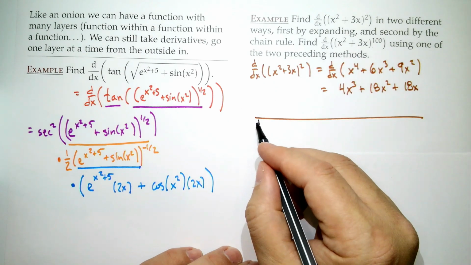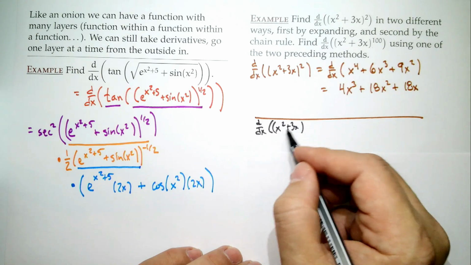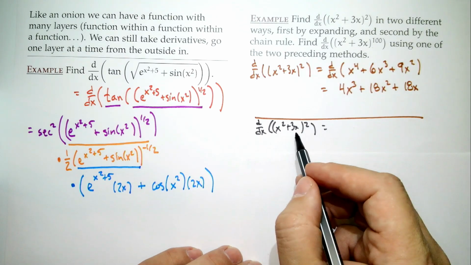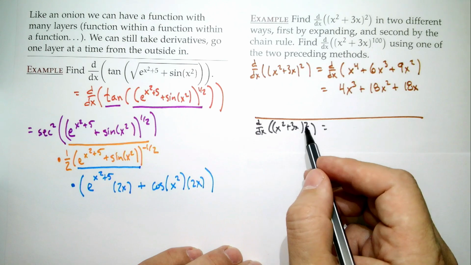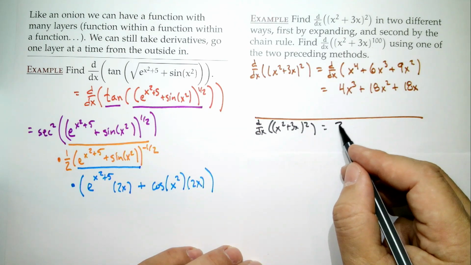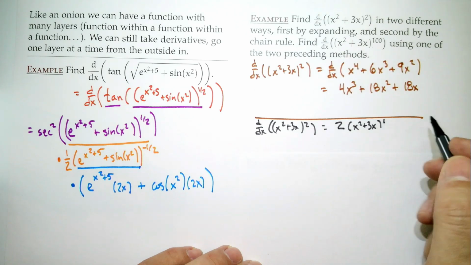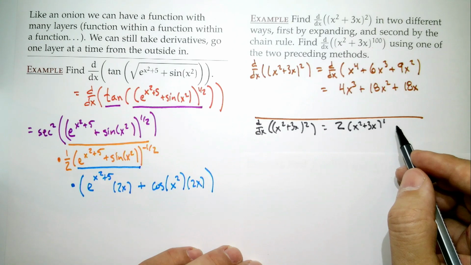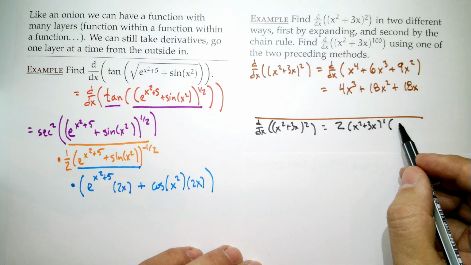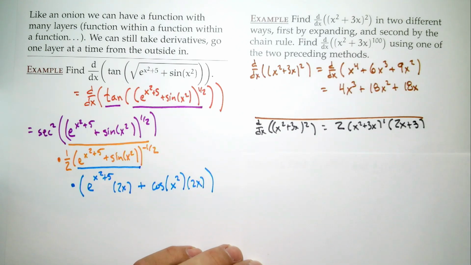All right. Now, we want to compare that to, what if we did it by the chain rule? So by the chain rule, that would be the derivative of (x squared plus 3x) squared. Well, the inside is x squared plus 3x. The outside is the square function. So just like over here where we had the 1/2, what we do is the 2 comes down, (x squared plus 3x) to the 1. And then what do we do? Multiply by the derivative of the inside, which is 2x plus 3.